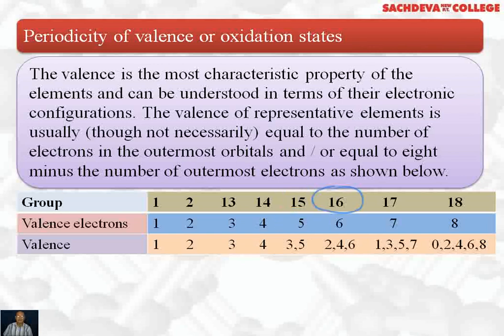In group 16, 6 valence electrons, possible valency is 2, 4, 6. Group 17, 7 valence electrons, it can show 1, 3, 5, 7 valency or oxidation state. The better word is oxidation state.